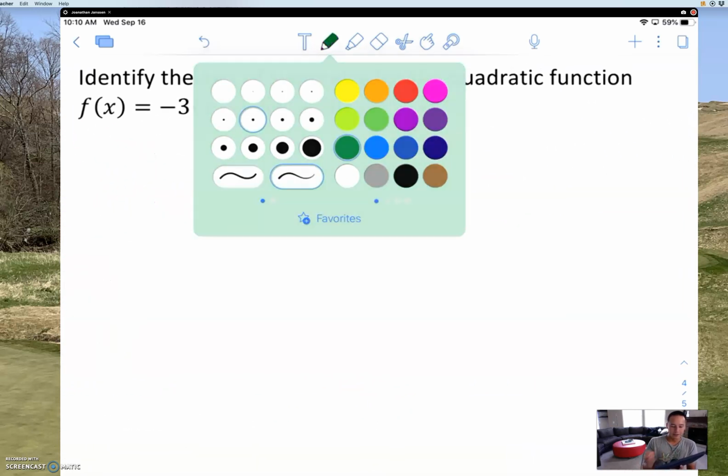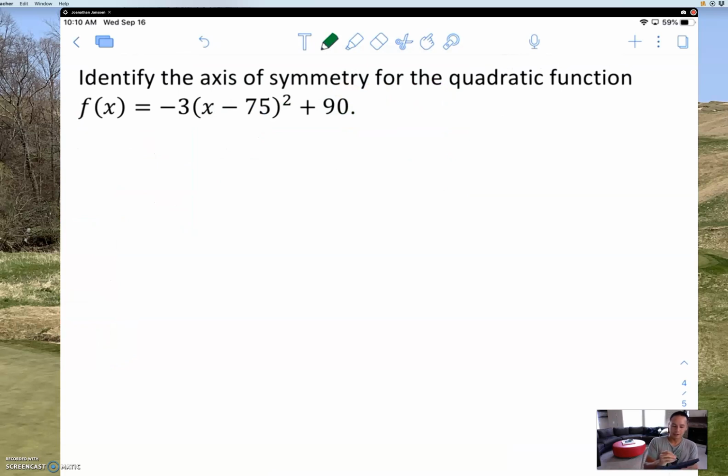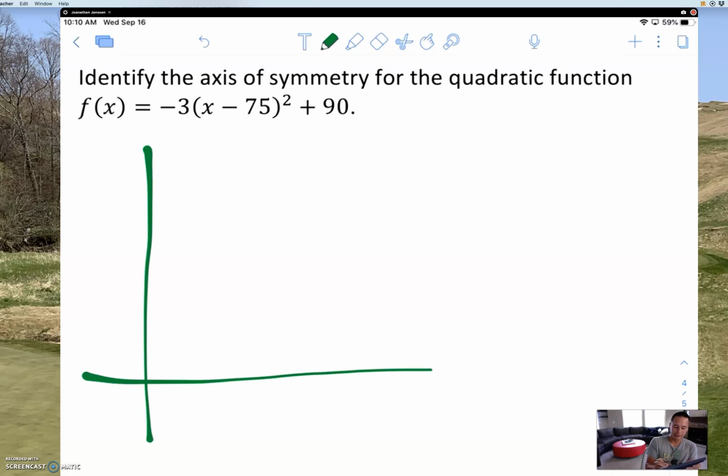Identify the axis of symmetry for this quadratic function. Let's just go ahead and try and visualize it first. I like to visualize things. Pretend that this is 100. Pretend that this is also 100. So our vertex would be at 75, 90. So we go over to 75 would be about there. 90 would be way up there. There's your vertex at 75, 90.